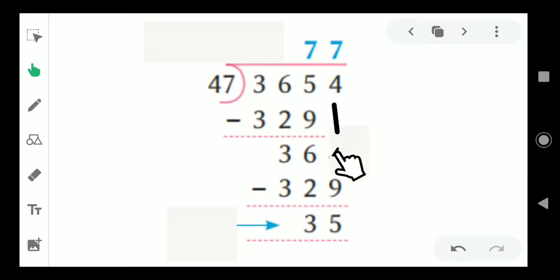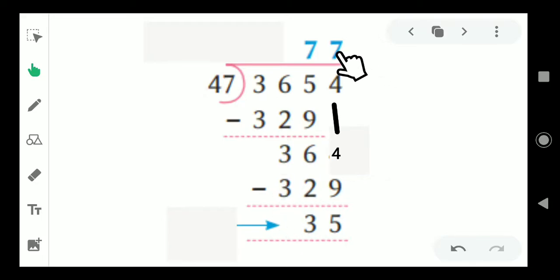So take the next digit down. Now we get 354. In 354, how many 47s are there? 7. 7 into 47 is 329. So now subtract it. 14 minus 9 we will get 5. 5 minus 2 is 3. 3 minus 3 is 0.